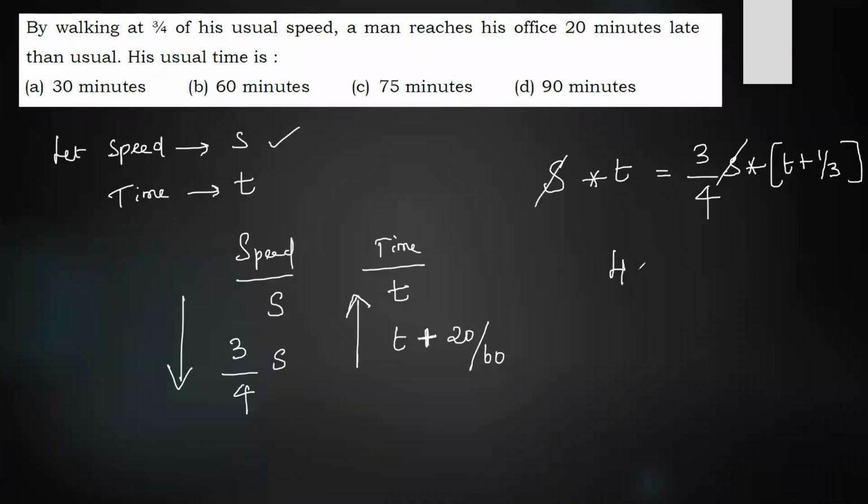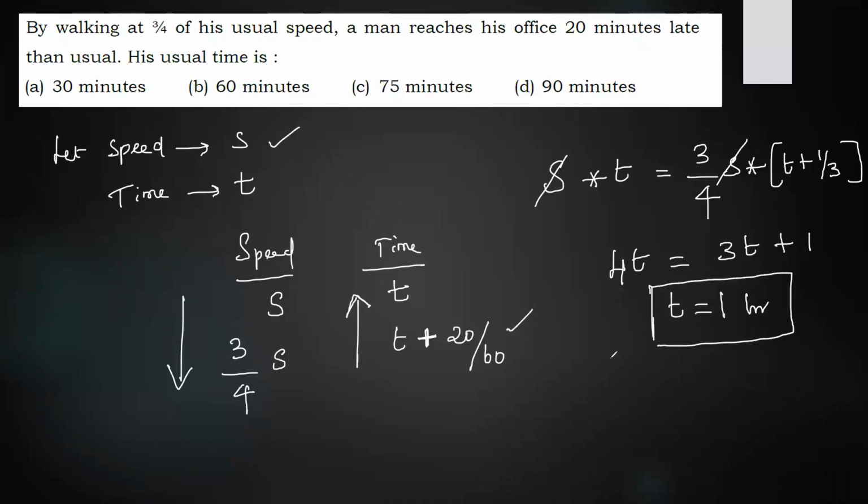So cross multiply: 4T equals, multiply 3 there, 3T plus 1. So T equals 1. You get 1 hour, since I have converted minutes into hours. So you will get the answer in terms of hours, or 60 minutes. Yes, Kanaka, good. Is it clear? I am just using the indirect variation formula.